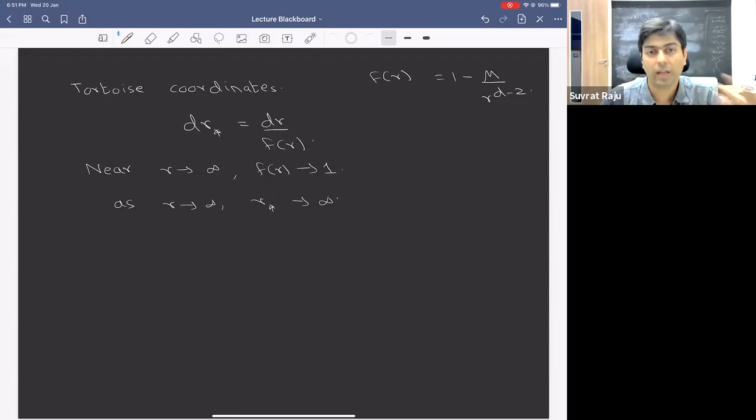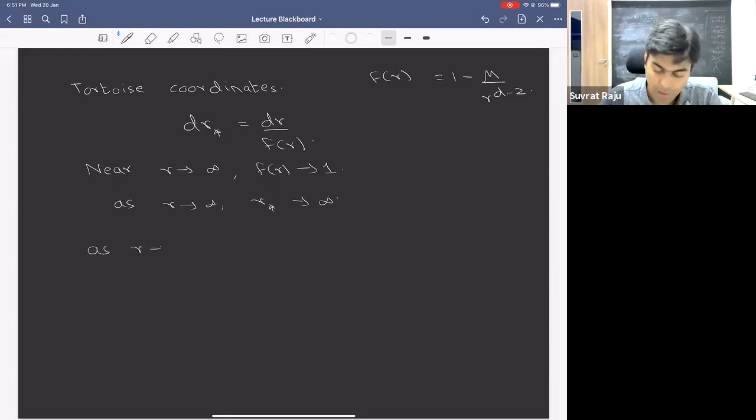If you're used to working with AdS black holes, you might be familiar with a different form of f of r star, where r star goes to a constant as r goes to infinity. But in flat space, r star also goes to infinity as r goes to infinity. Okay. Now the next question is, what happens as r goes to rH?